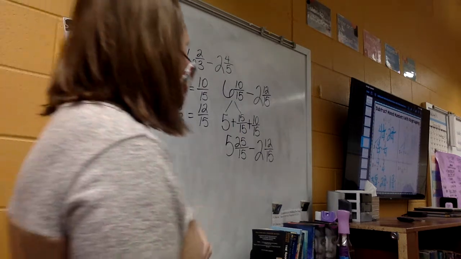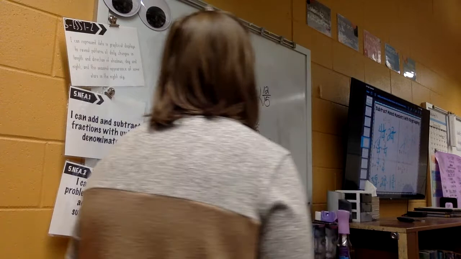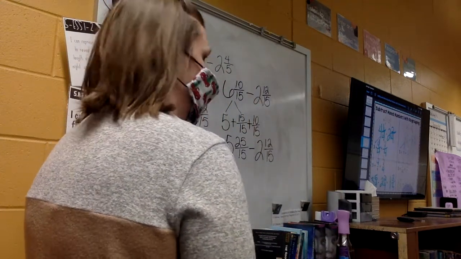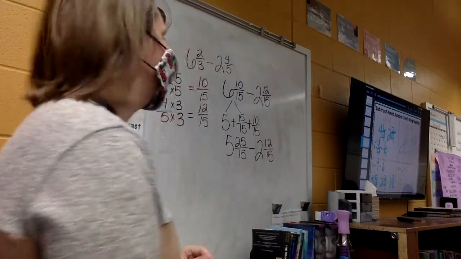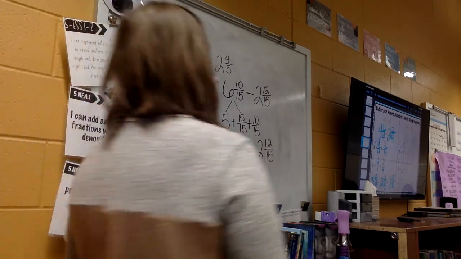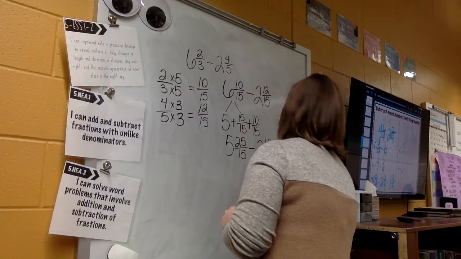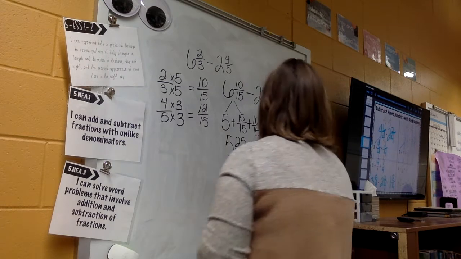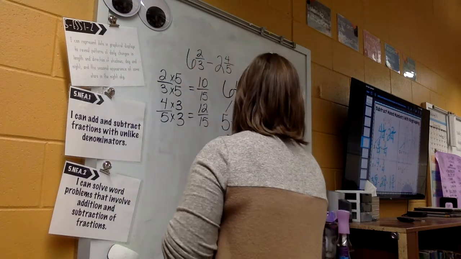So 25 minus 12. What's 25 minus 12? 13. So 13/15. What's my whole number? 5 minus 2. 3.